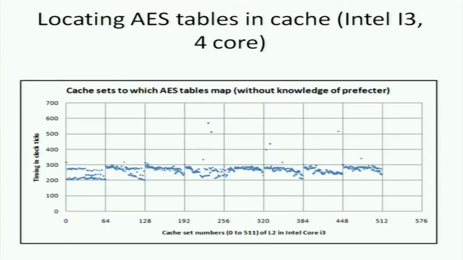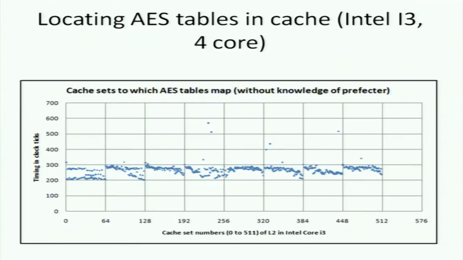For example, we started with the Intel i3. And what we found is we were very unhappy because for many, many weeks we were struggling with this problem. We didn't find any higher access time. You can't see any plateau in this kind of graph. So we can't figure out where those tables are. The number 512 is the number of sets.